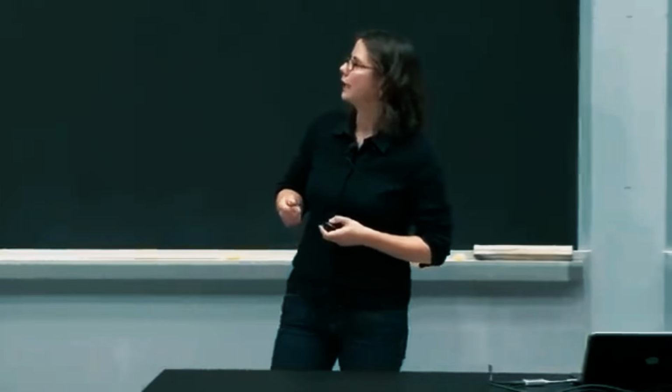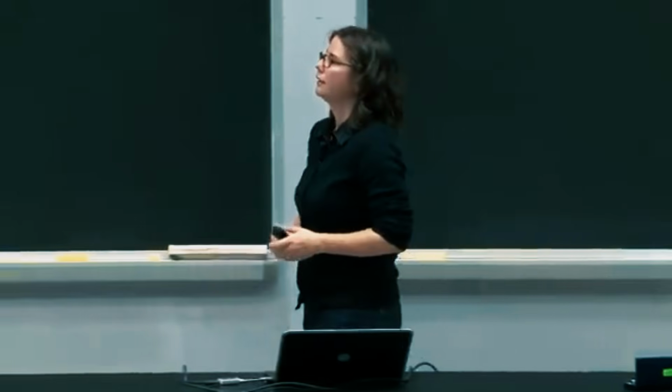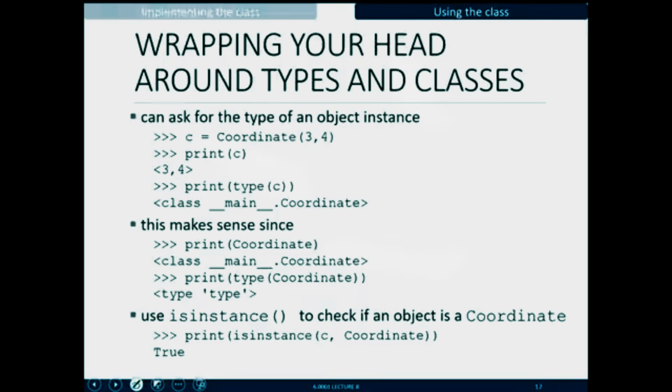So let's try to wrap our hands around types and classes, because we've seen a lot today. Let's create a coordinate object, assign it 3, 4, as we have been, and assign it to variable c. We've implemented the str method, so when we print c, it's going to print out this nice 3, 4 in angle brackets.